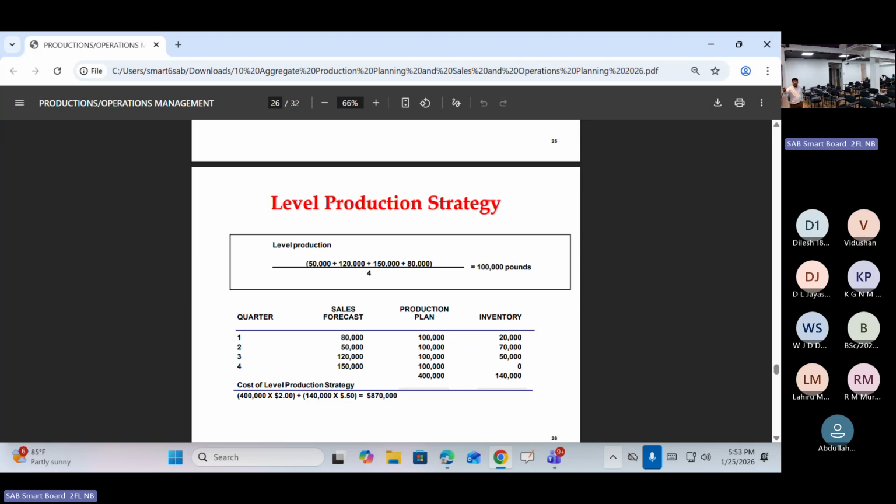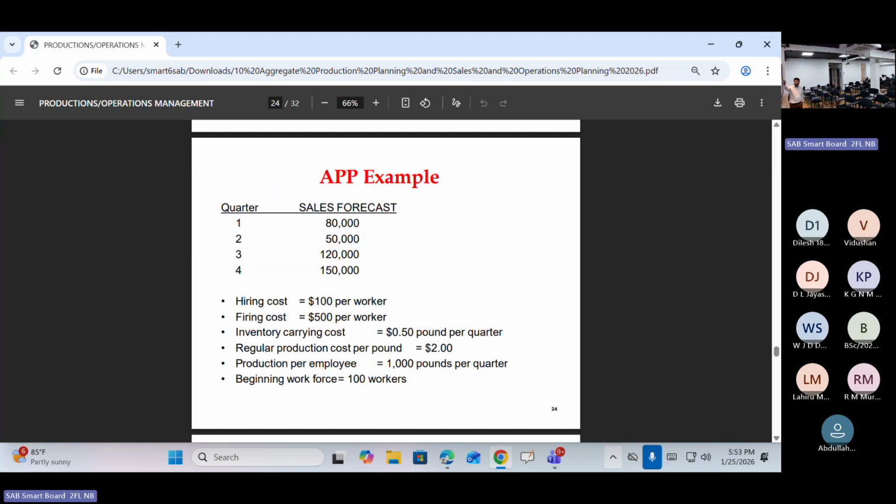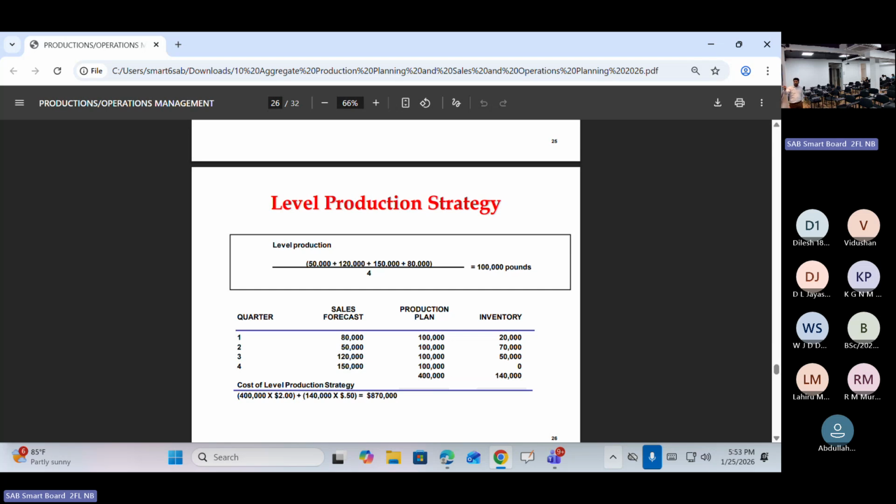Coming to quarter two, the requirement is 50,000, but still during the same quarter, another 100,000 will be produced. At the end of the second quarter, what will be the inventory level? Last quarter's ending inventory plus the production minus sales. At the end of the second quarter, we will have 70,000 units in the inventory. Can you understand it?